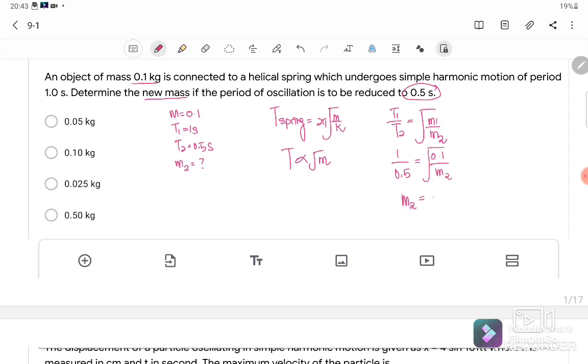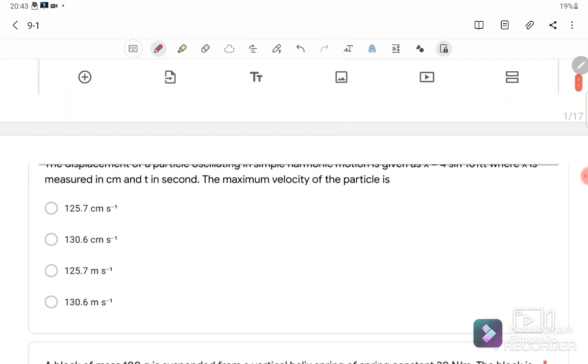Okay, m2 will equal 0.1 times 0.5 squared, so therefore the answer that we get is 0.025 kg. Okay, so the answer is C. Okay, question number 4.